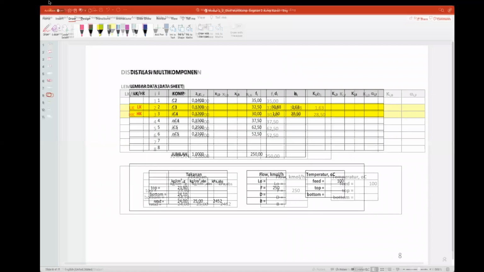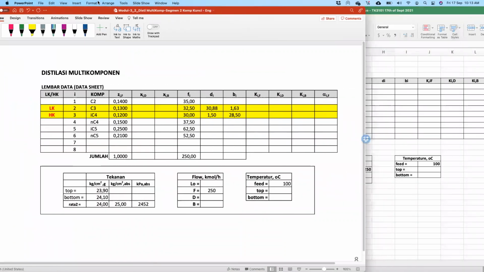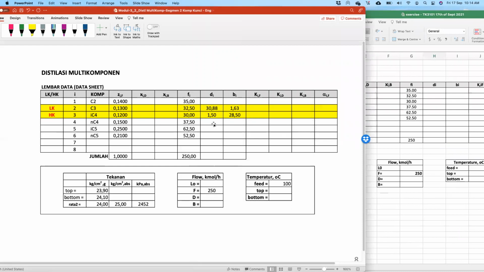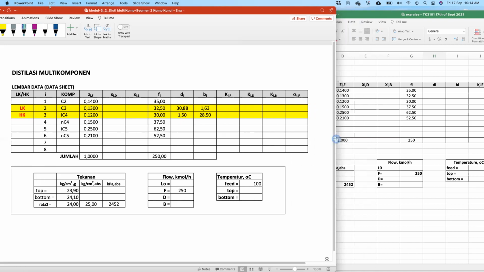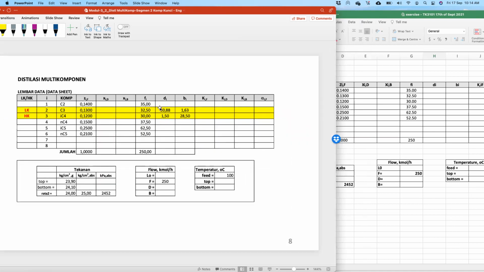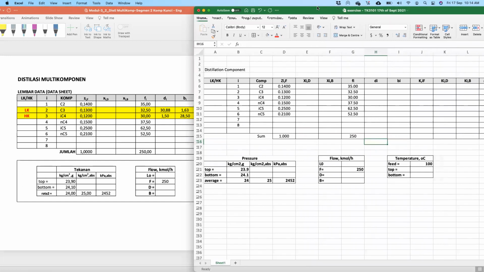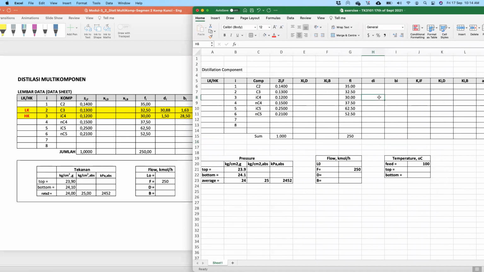Anyway, back to here. Usually it should be defined. Sometimes in this case it is defined, for example, how many goes into the distillate and how many goes into the bottom. And so the heavy key is the heaviest one that is present in the distillate. So this number is based on the specification of the problem. And then here let's say we got 1.5 for the heavy key, and then 30.88 in the distillate. Let's just put the number there.